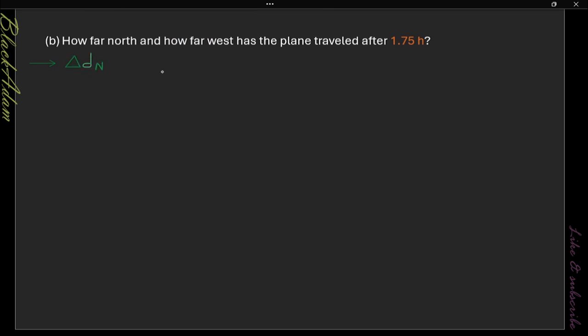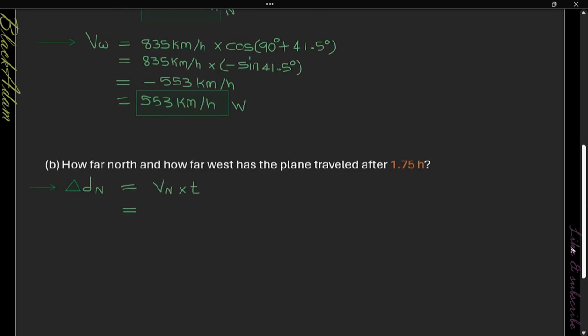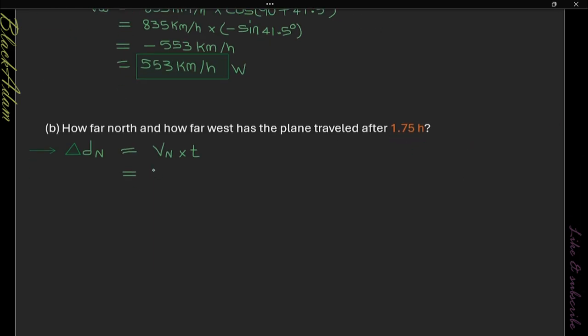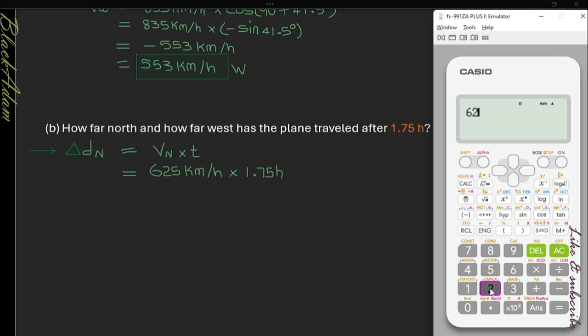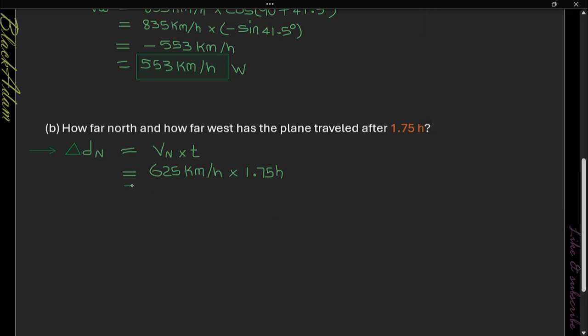And then the next one, we are required to find distance. So the change in displacement towards north will be velocity north multiplied by time. And we know that our velocity north is 625 km per hour and our time is 1.75 hours. So that's 625 km per hour multiplied by 1.75 hours, and 625 multiplied by 1.75 will give us 1094, rounding off. So that is going to be 1094 kilometers, because the hours cancel each other.